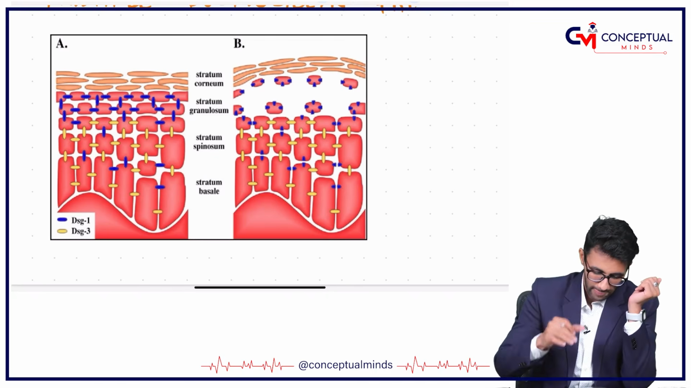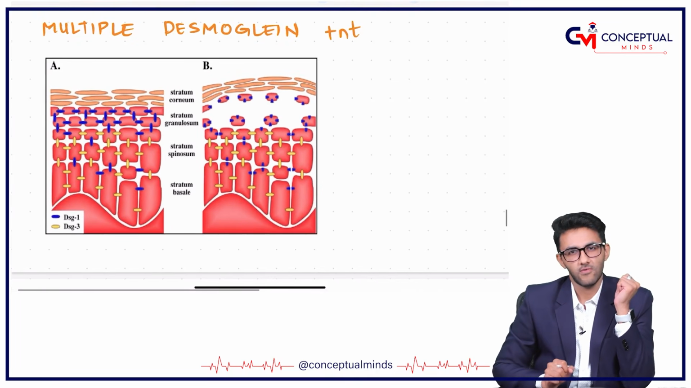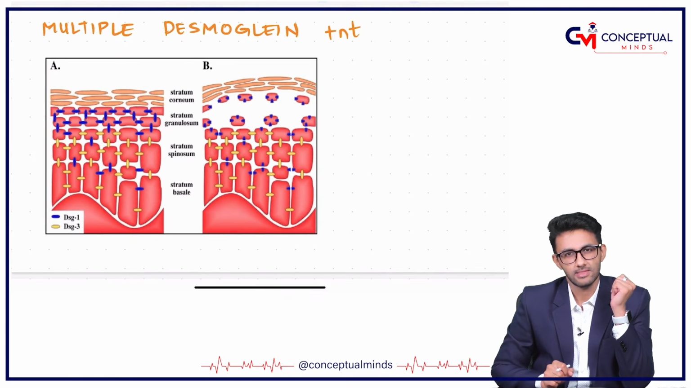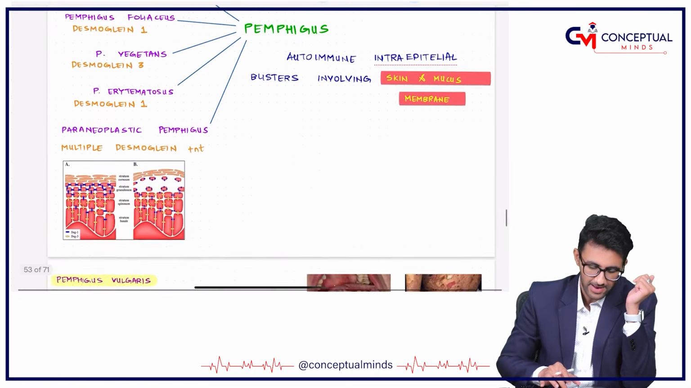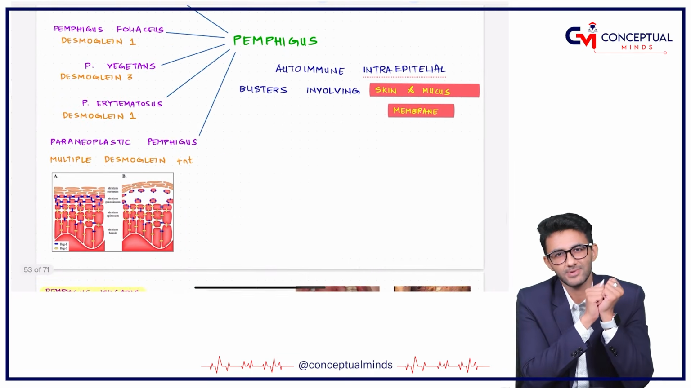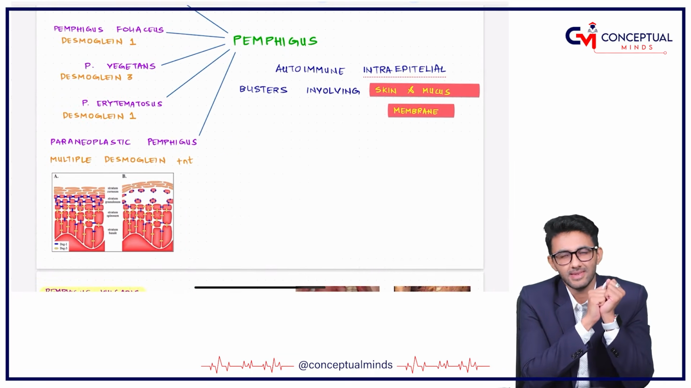So there are a total of 4 types of desmogleins, and the antibodies are made against these, but which one? First, second, third, fourth, which one? That is the question. As we go ahead, I will also give you a limitless trick to remember. So let us go on.